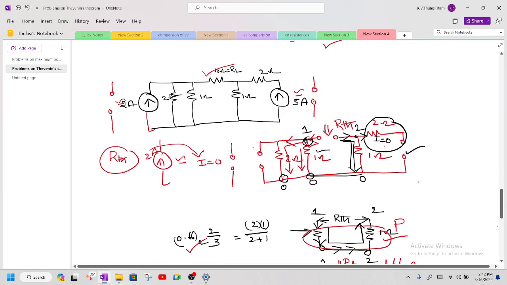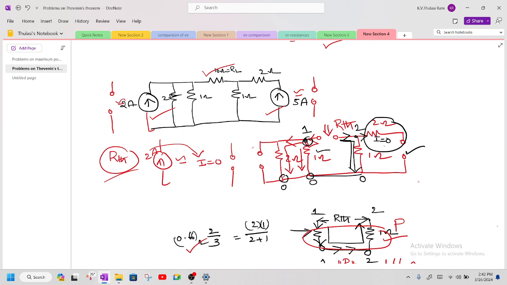Now I want to find the Thevenin's equivalent. The given two sources are independent sources. Therefore, I have to deactivate this voltage source and this current source. I make this as open, and I also make this as open. Therefore, current flows in 2 ohm and 1 ohm. And the equivalent circuit is like this after replacing with equivalent resistance.